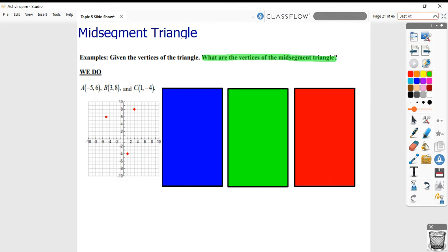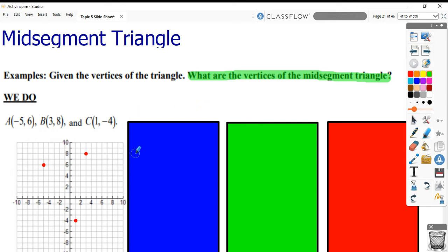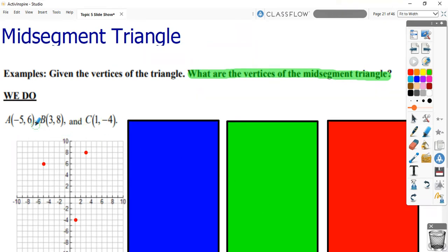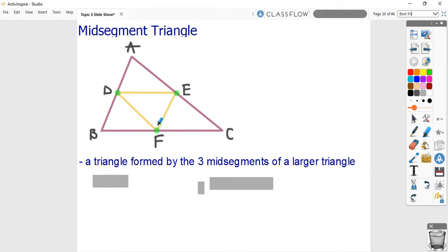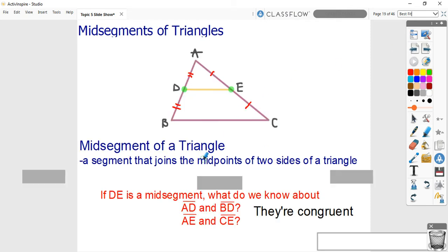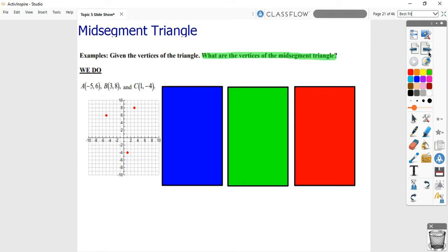All right, so let's look at this. If A, B, and C are the vertices of your given triangle, then what are the vertices of the midsegment triangle? Like we were just saying a minute ago, it is a triangle formed by the midsegments. The midsegments, remember from back here, connect the midpoints to each other. So when we talk about the mid-segment triangle, we're talking about a triangle where the corners are the midpoints.